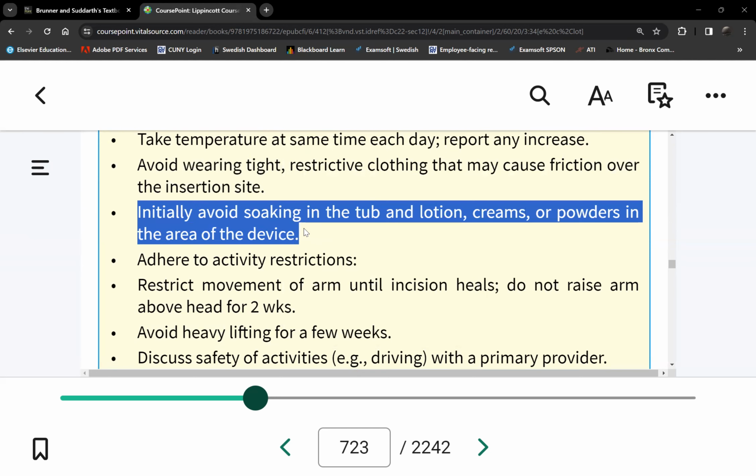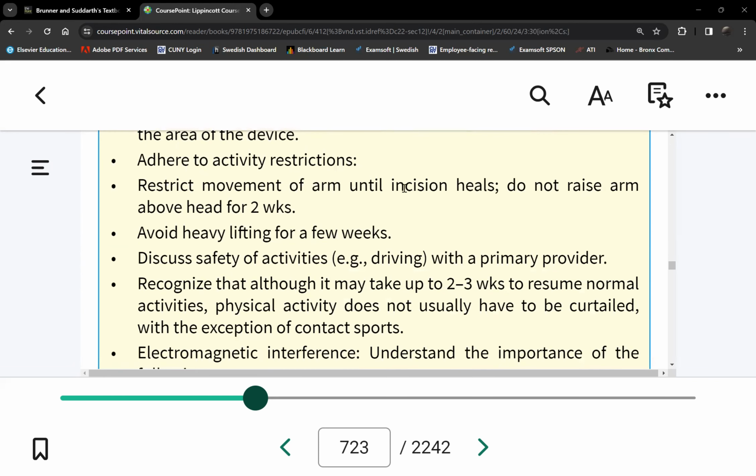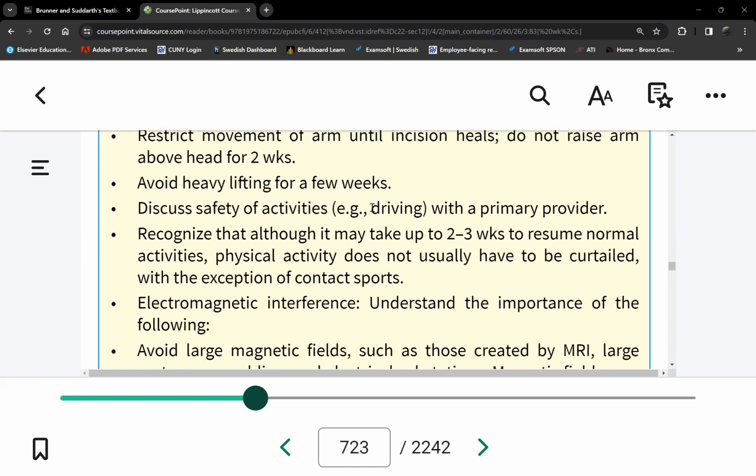So here, no soaking in the tub. This is until the incision heals. Until the staples and the stitches are off, don't soak in the tub. Don't put any powders or lotions there. The restriction again is about 2 weeks. They can't raise their arms above their heads. No heavy lifting for a few weeks.